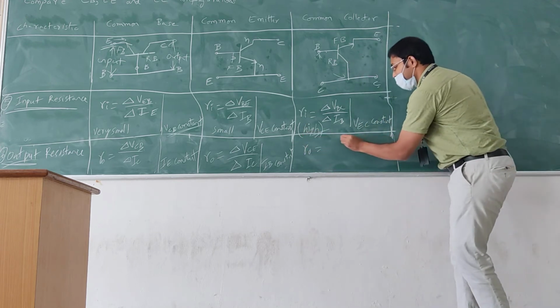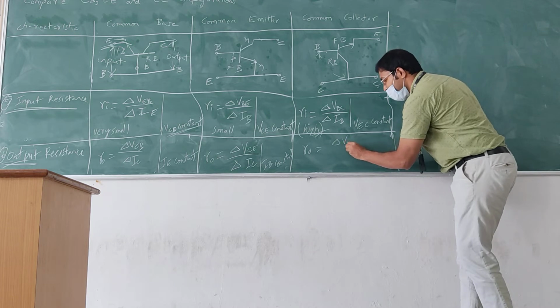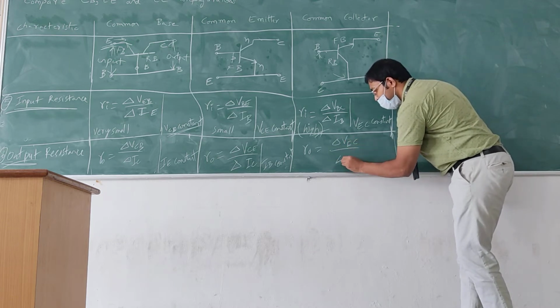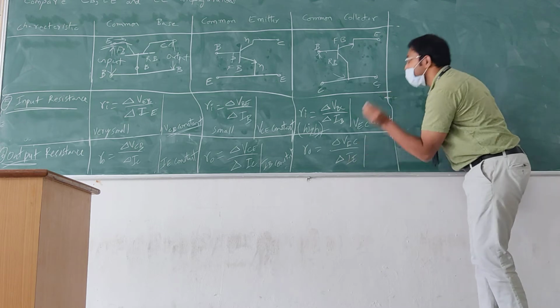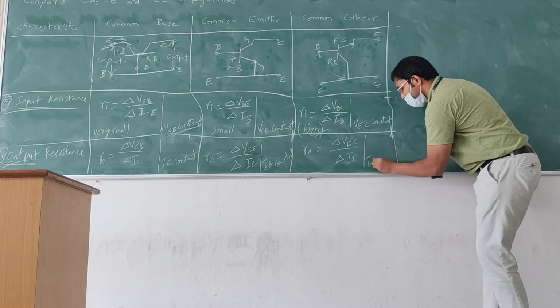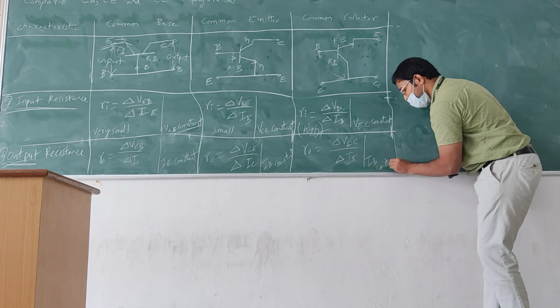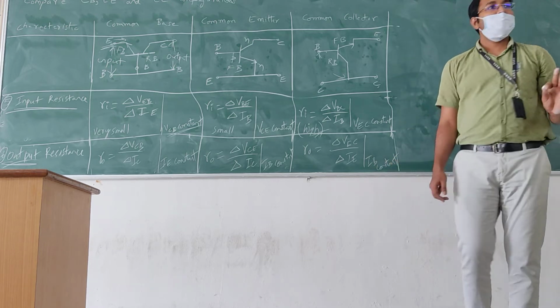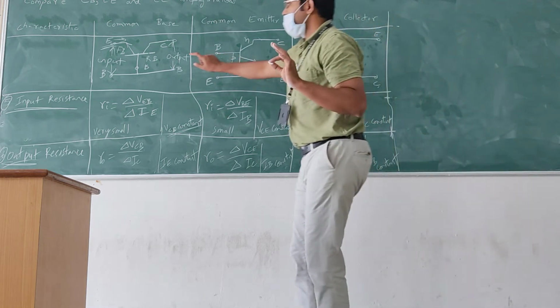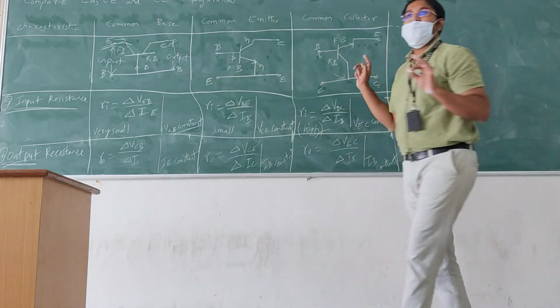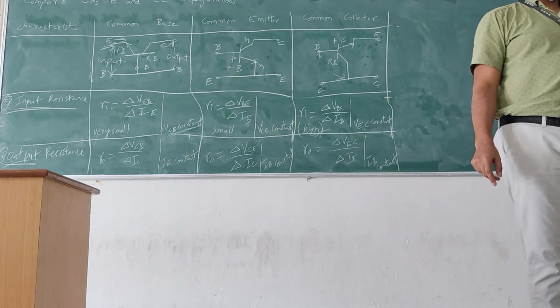Del VEC by del IE. What constant? IB constant. That's it. Very good. Just by seeing this, we got all the 6 points.